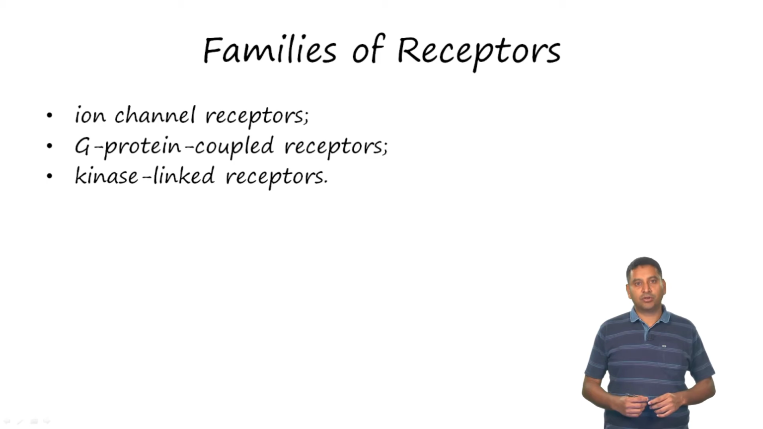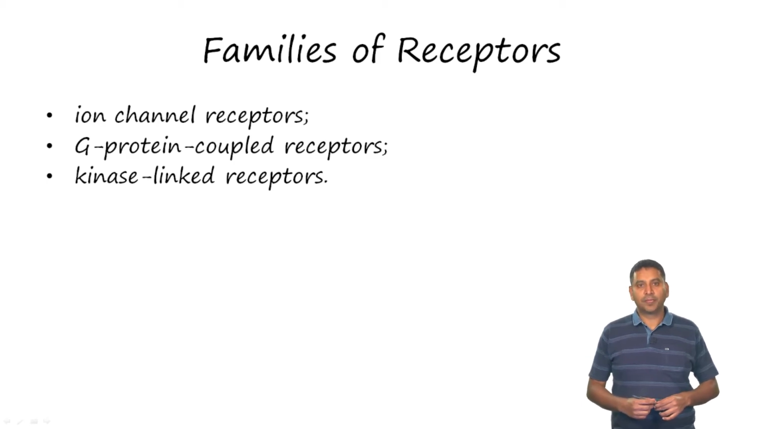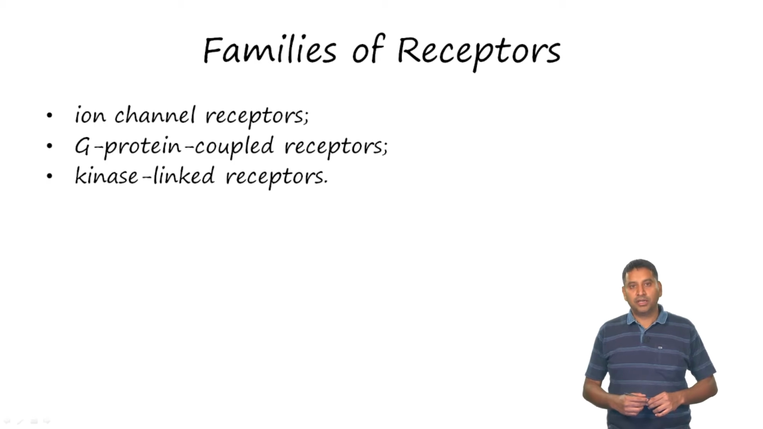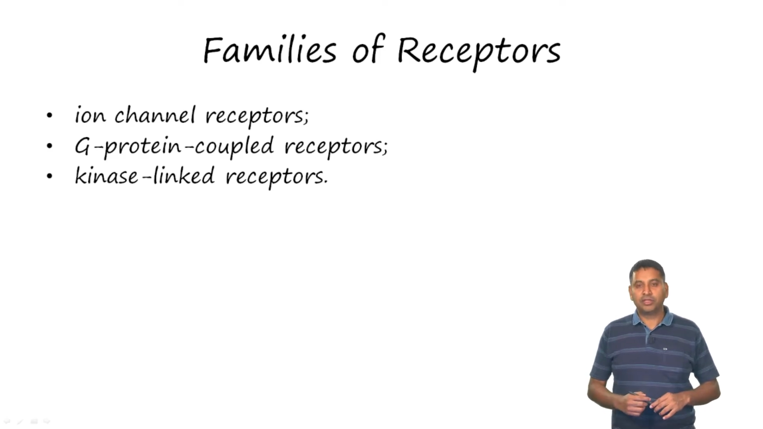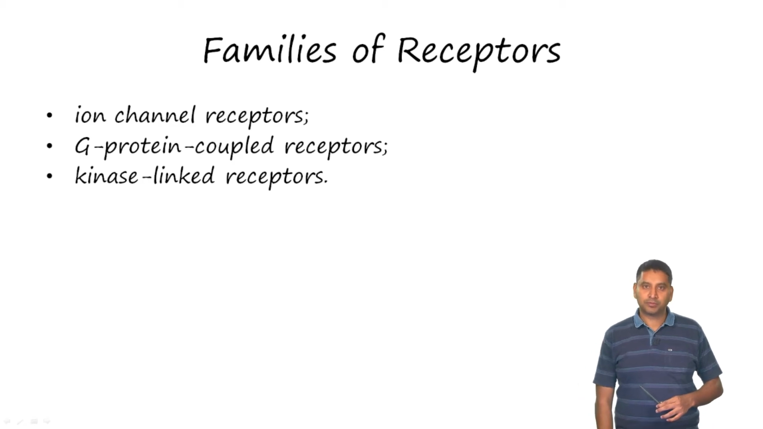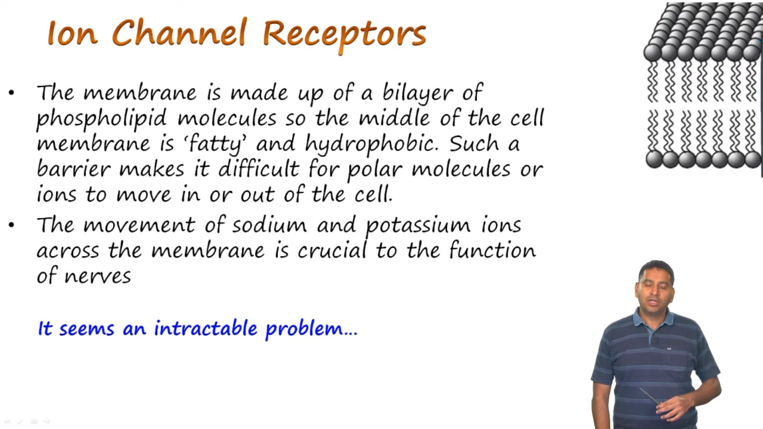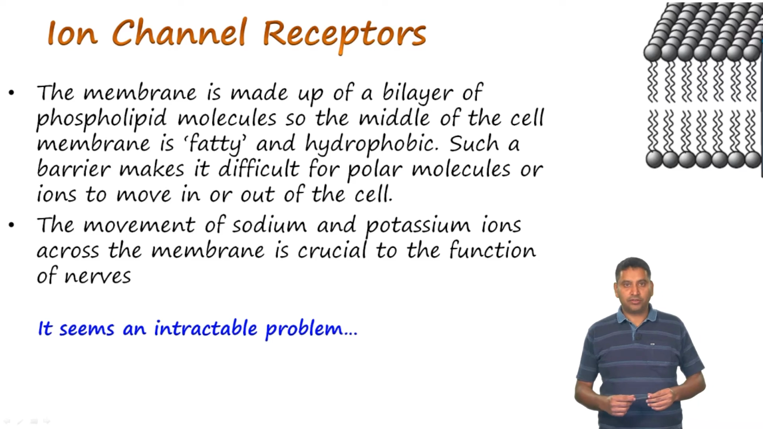The first family is called the ion channel receptor, the second one is called the G protein coupled receptor, and the last one is called kinase-linked receptor. All three of these are extracellular receptors, and we shall also look at certain types of intracellular receptors. So, the first class is ion channels.